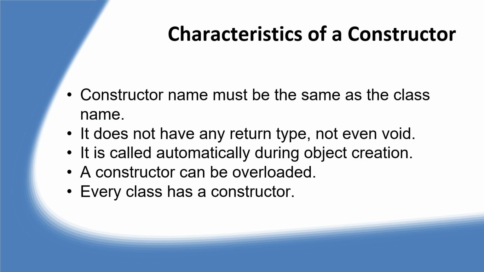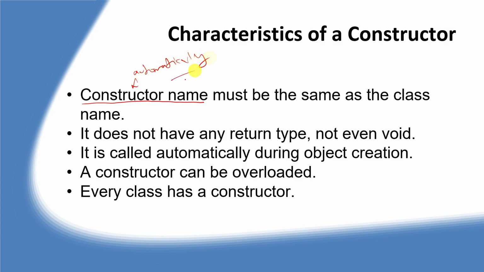So now, what are the characteristics of a constructor? There are a few important rules to remember. A constructor must have the same name as the class name. We know a constructor is a special method, a kind of method only, but it gets called automatically. That is the difference. A normal method we need to call explicitly, but a constructor gets called automatically.